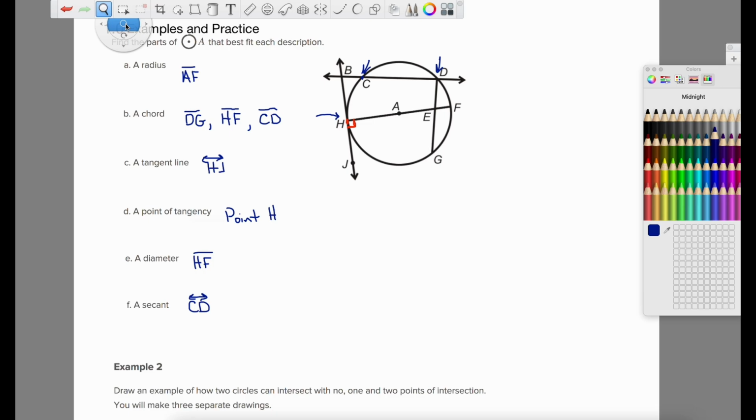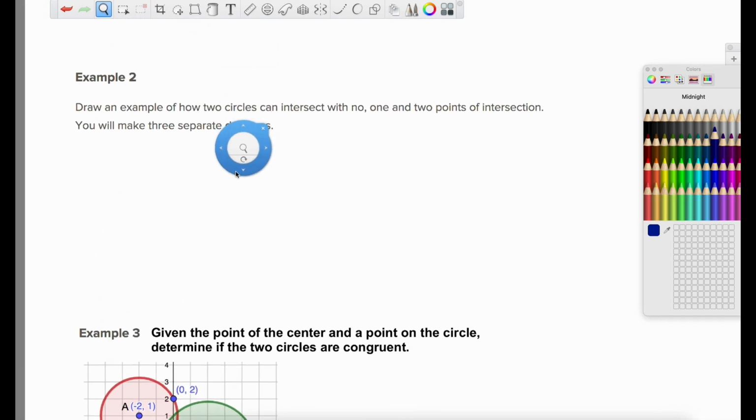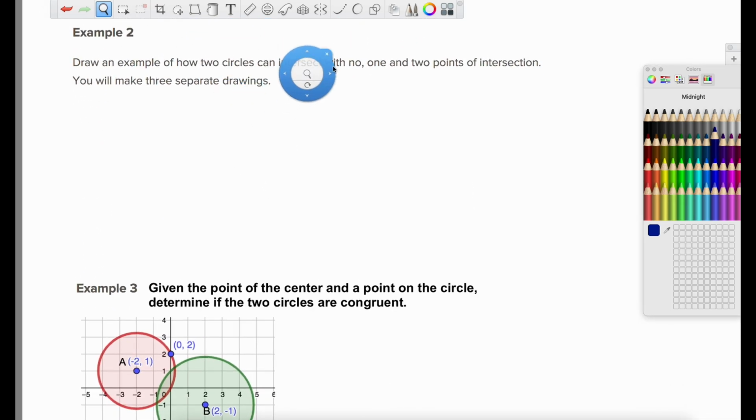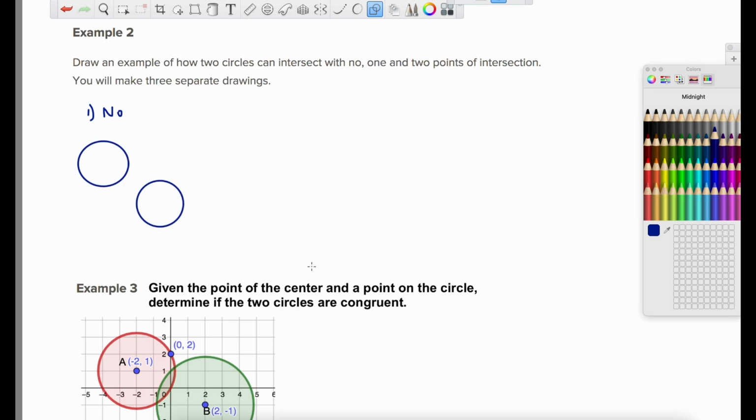Let's take a look at Example 2: draw an example of how two circles can intersect with no, 1, and 2 points of intersection. Alright, so we'll do the first one, no intersection, first. I mean, this simple little thing right here, right? We can just draw two circles that have no intersection. So circle A and circle B do not intersect.